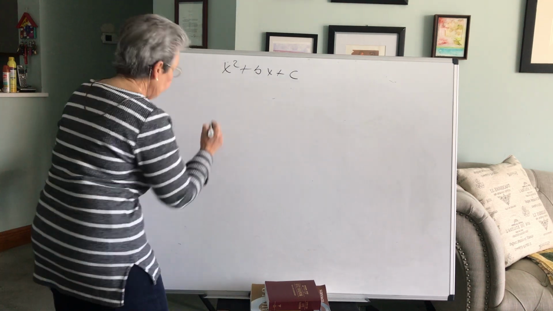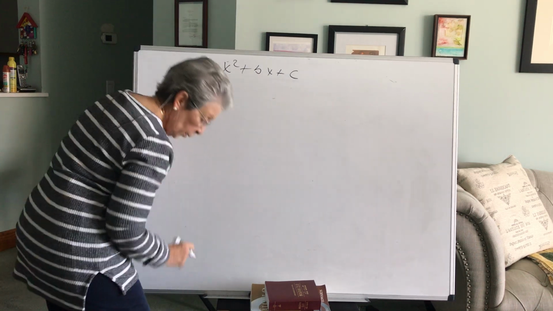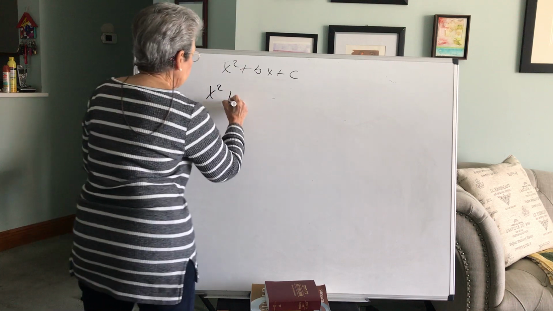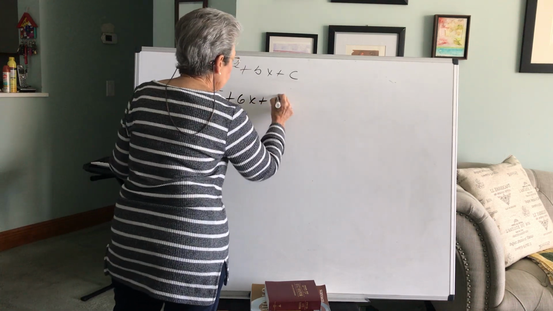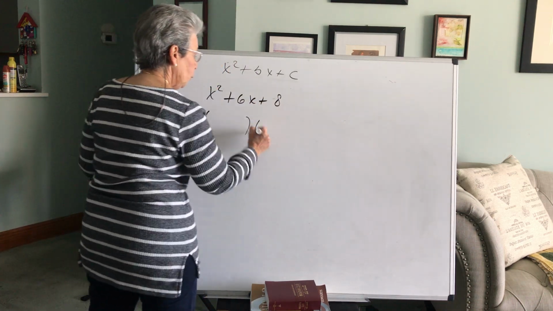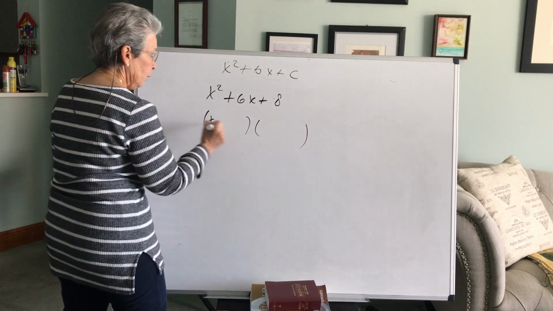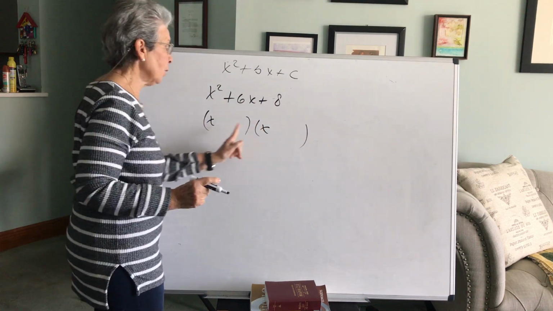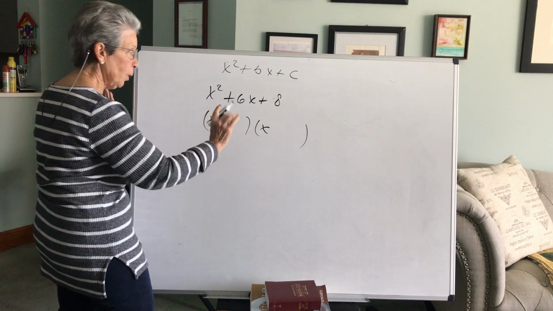Another example. Factorize x squared plus 6x plus 8. Remember, 2 parentheses. X here, x here. When you multiply x times x is x squared. No problem with the signs.